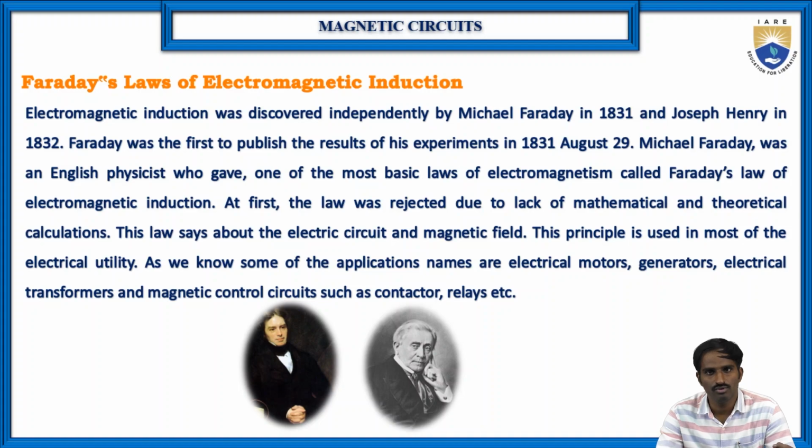At first, this law was rejected because of the lack of experimental proofs and also some theoretical calculations related to how much EMF is produced by the magnetic field, and which parameters that EMF depends on. He could not prove that relation, so initially it was rejected. But after that he did the experiment and developed the mathematical relation between the various parameters present in the electromagnetic circuit.